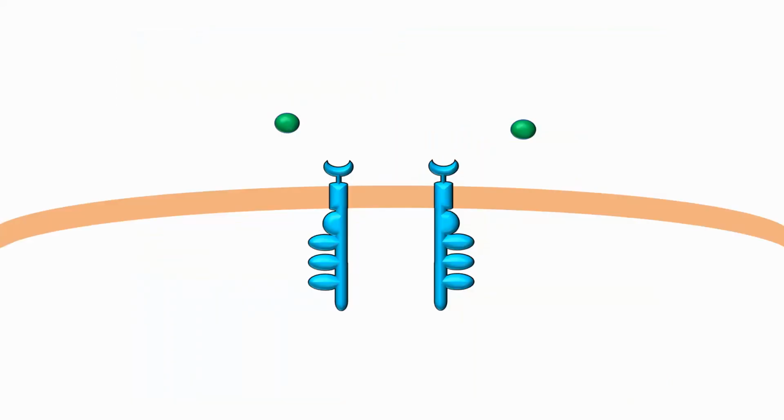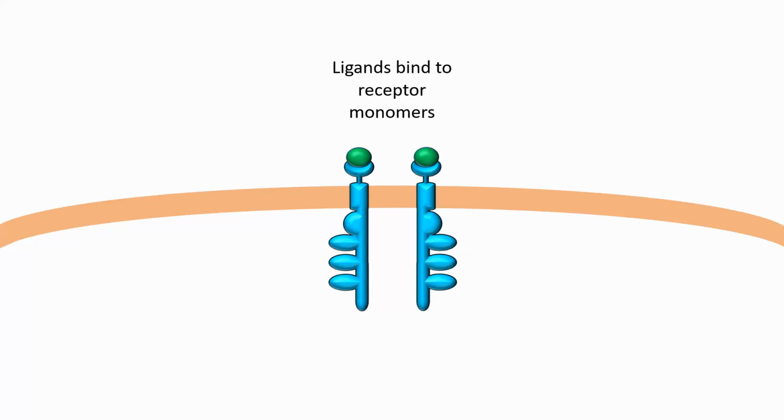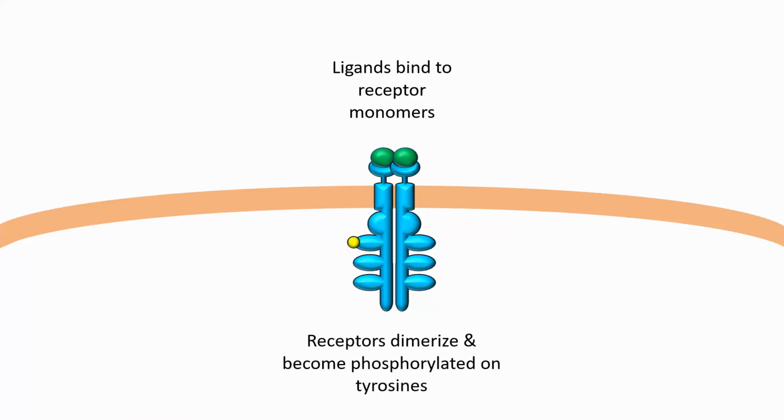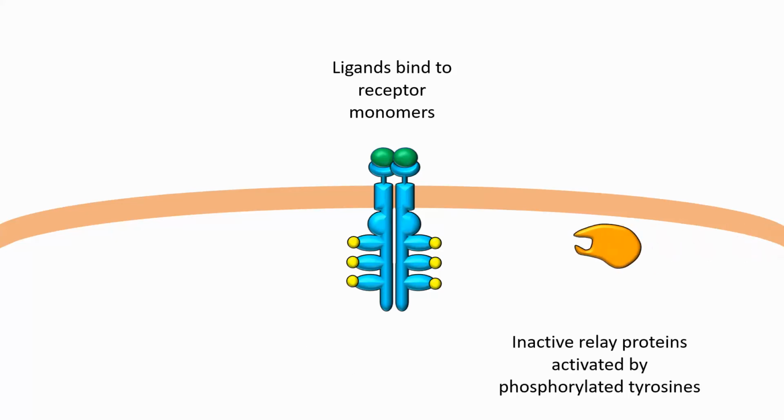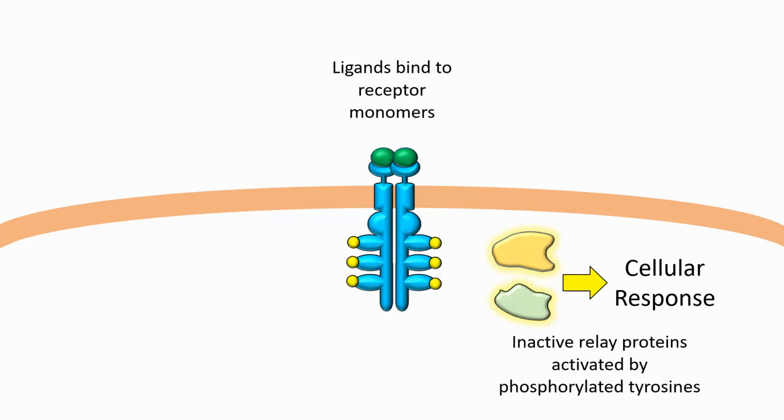So let's look at this in action. So you have 2 receptors, you have 2 ligands. When the ligands bind to the receptors, those monomers then dimerize, and those tyrosines become phosphorylated. So, you saw 3 ATPs come in. I decided to save time and not put the other 3 coming in. So now what ends up happening is you have these relay proteins. They come, they get activated by these phosphorylated tyrosines, and then they're able to go off and perform some sort of cellular response. Looks very complicated, but when you start digging into it, it's not as complicated as it looks.